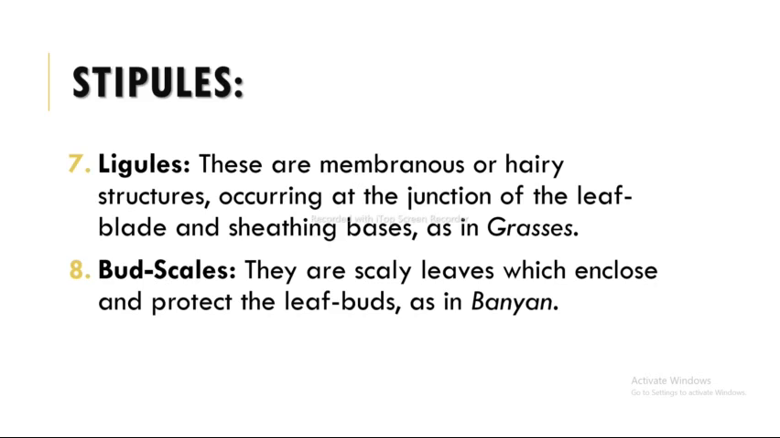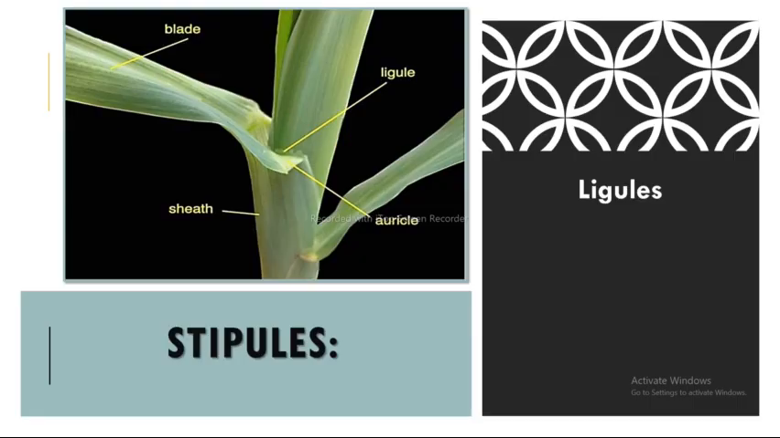The next type of the stipule is the ligules. These are membranous or hairy structures occurring at the junction of the leaf blade and sheathing base, as in grasses. And the eighth type of the stipules is the bud scales, and they are scaly leaves which enclose and protect the leaf buds, and these are mostly present in the banyan. So these are ligules. In this figure you can see that this is the blade of the leaf, this is the sheath of the leaf, this is the ligule, and this is the auricle.